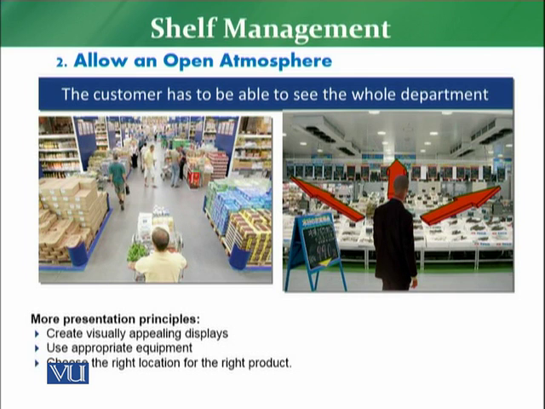Same is the case for the whole department. If the customer is visiting the fruits and vegetable department, he should be able to see the whole department. Of course, maybe he will be there to buy one product, but the display of the whole product, the visibility, the open atmosphere of the whole department will appeal to him to buy more from this department. Maybe there will be some products which he has not planned, but now he will be able to buy once he sees this whole department.